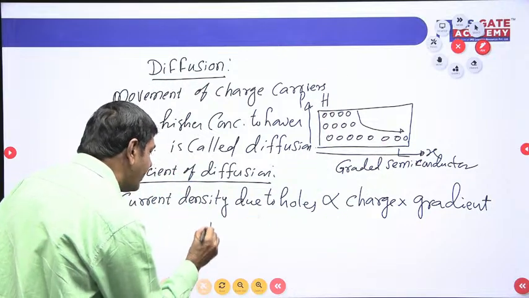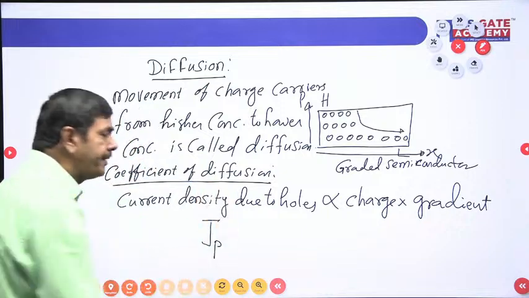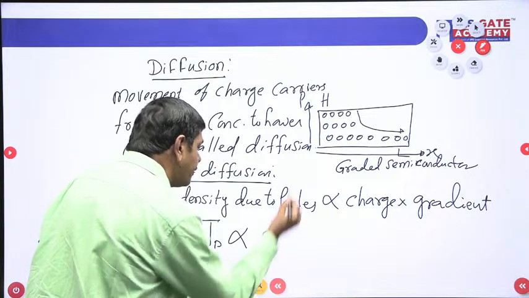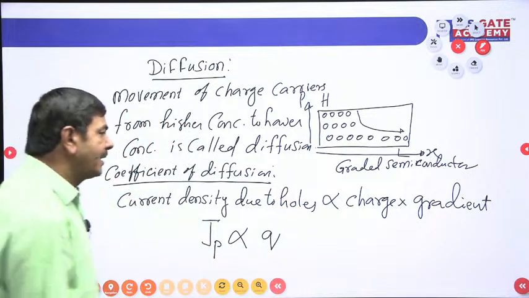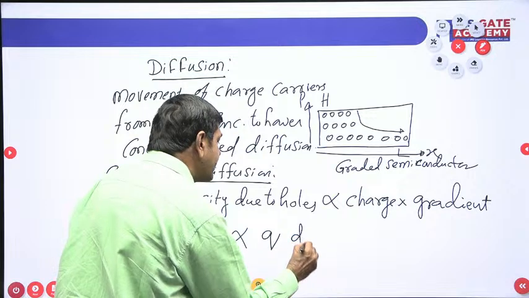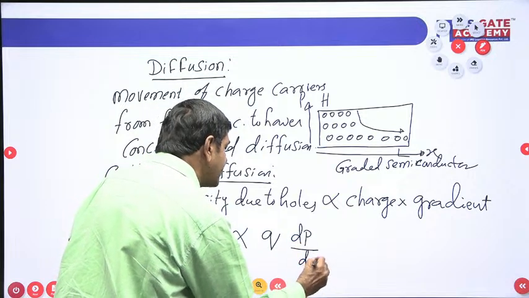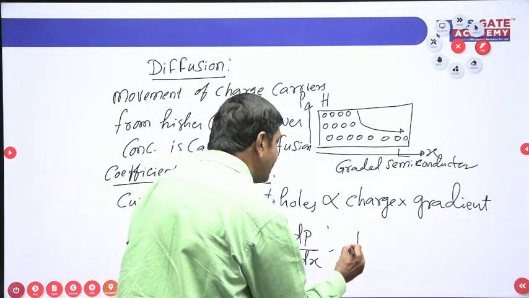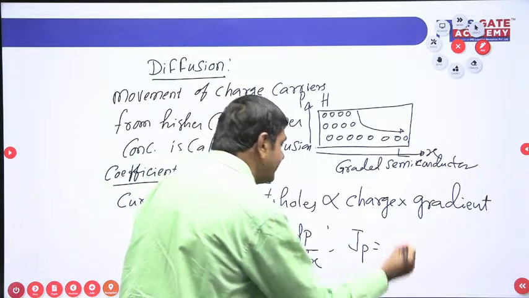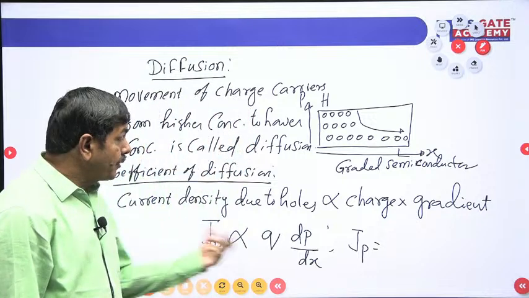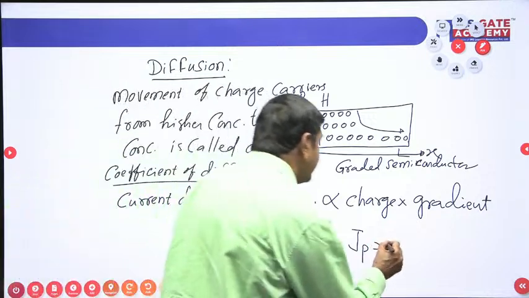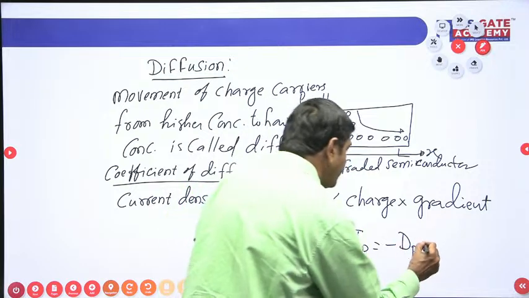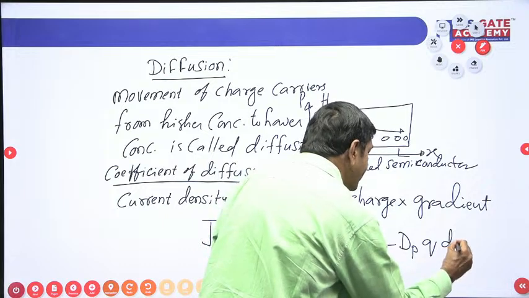We can write directly. I can write current density due to holes, and I would like to define it by the symbol Jp. It is directly proportional. The charge is to be taken as Q, and the gradient is to be taken as dP by dx. Finally, I want Jp, current density due to holes. The proportionality constant is given a name: Jp equals minus Dp into q into dP by dx.